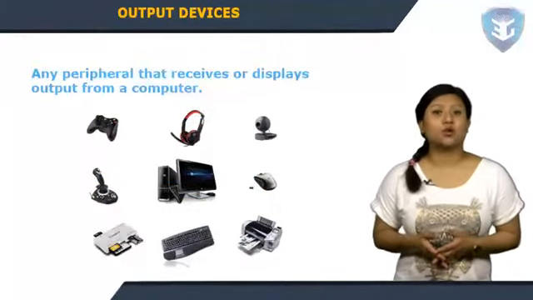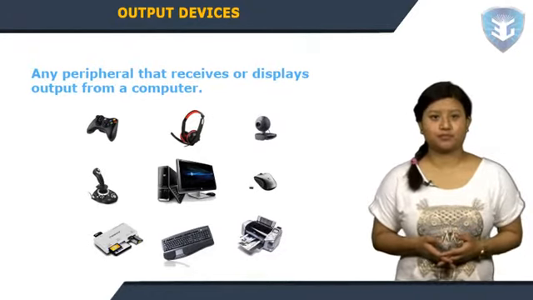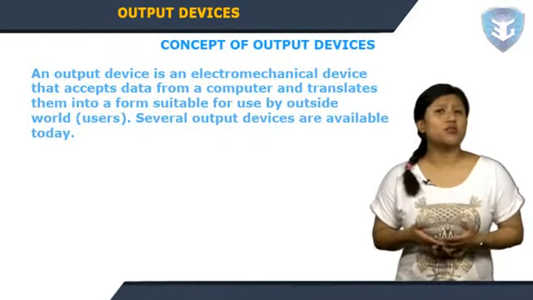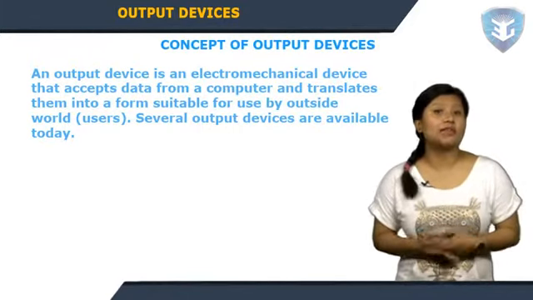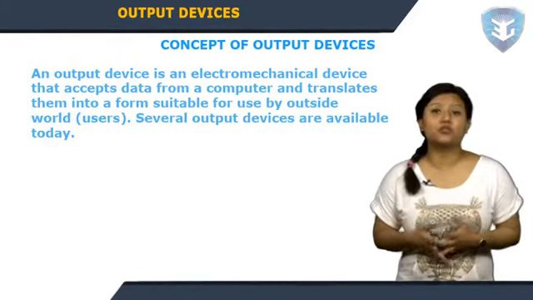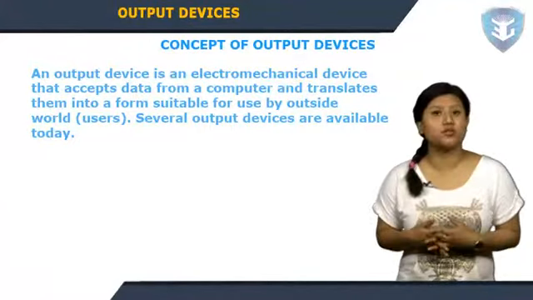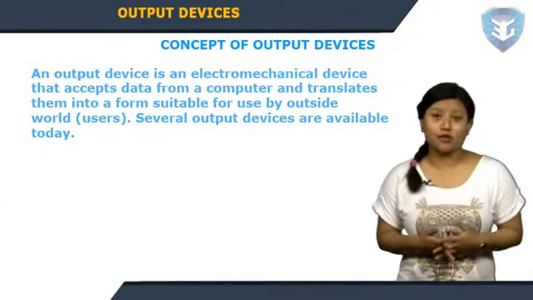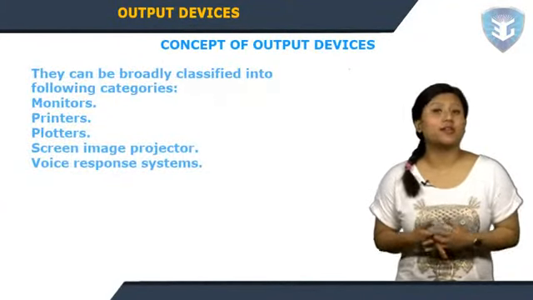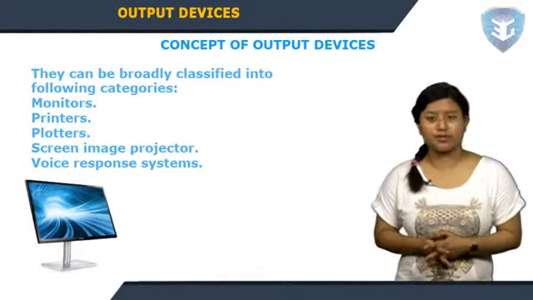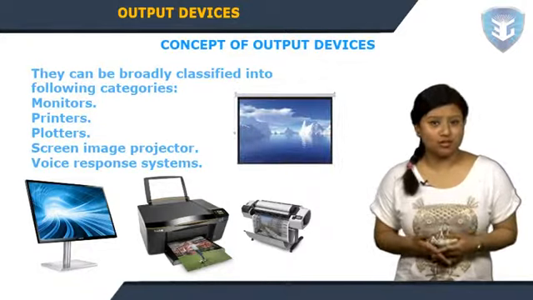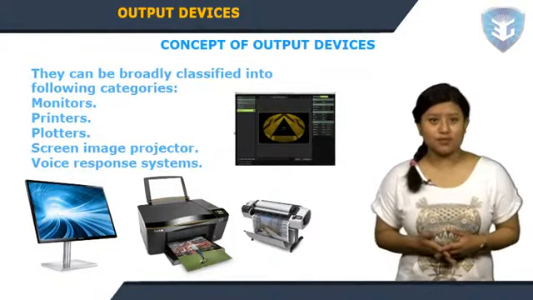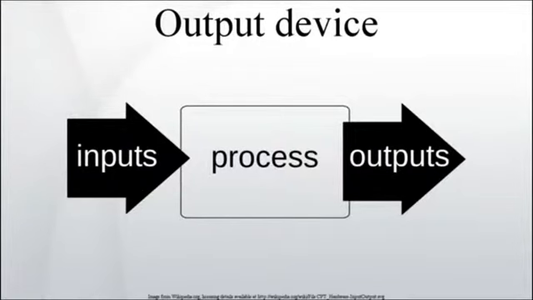Let's now learn about the concept of output devices. An output device is an electromechanical device that accepts data from a computer and translates them into a form suitable for use by the outside world or users. Several output devices are available today. They can be broadly classified into the following categories: monitors, printers, plotters, screen image projector, voice response systems.